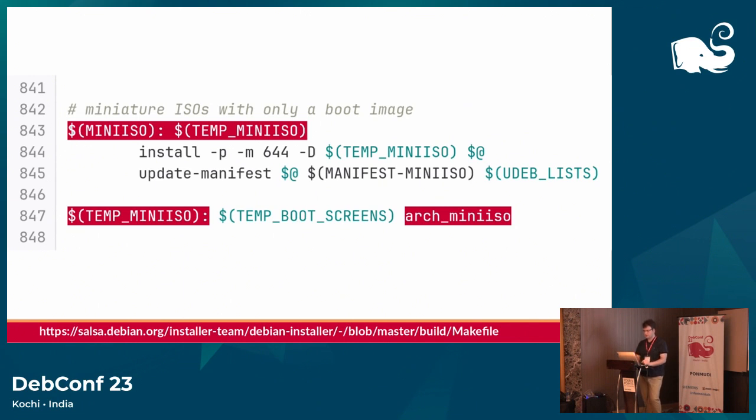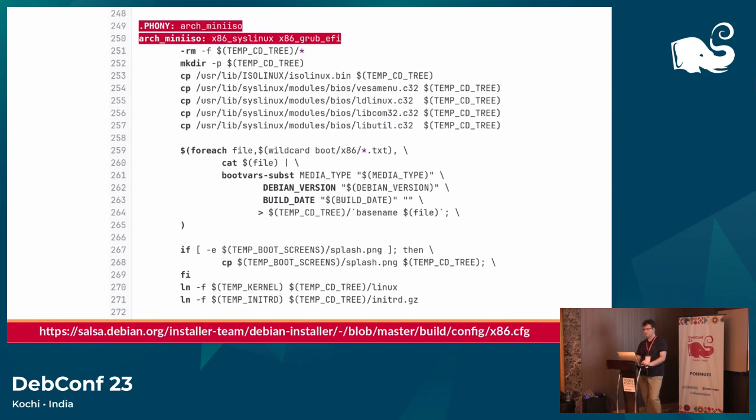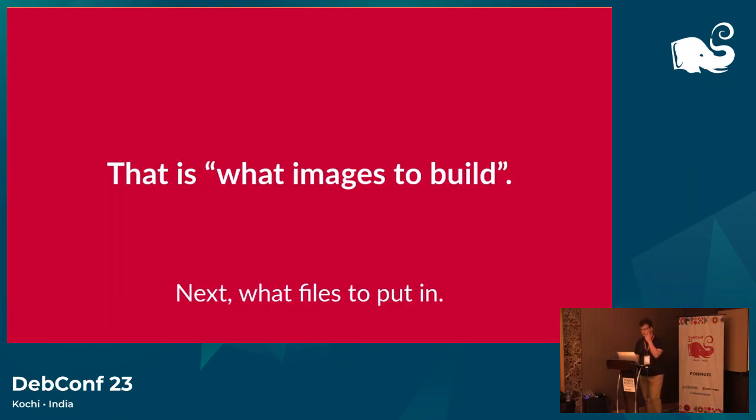Now this arch_miniiso is under config and it's architecture dependent. For x86, it depends on some syslinux and grub EFI files, and it assembles a temporary CD tree and copies files into it, copies a temp kernel and temp initrd into it, then builds an ISO file from that content.